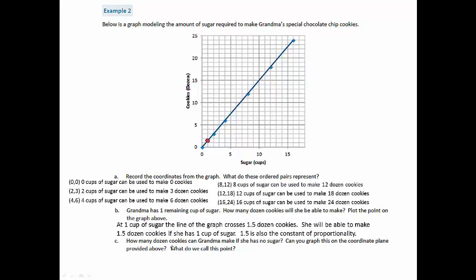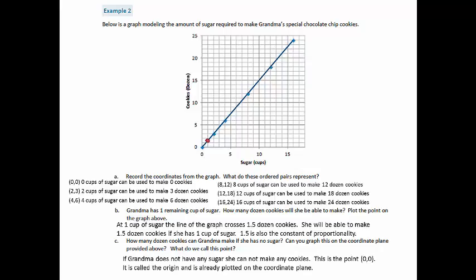Our last question is how many dozen cookies can Grandma make if she has no sugar? If she has 0 cups of sugar? If Grandma does not have any sugar, she cannot make any cookies. This is the point 0, 0. It's called the origin, and it's already plotted on the coordinate plane right here. It was the first point we talked about.